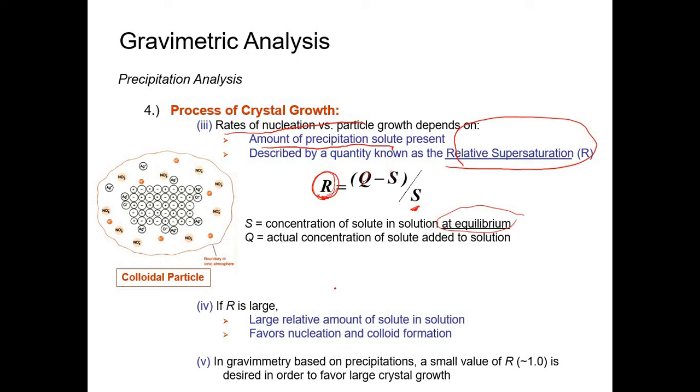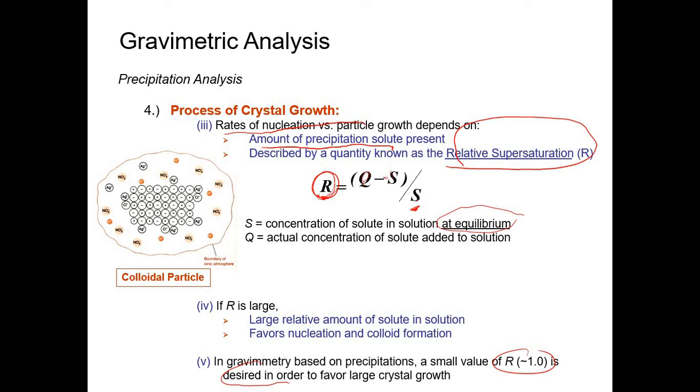In gravimetry based on precipitation, a small R is desired. So we desire a small R, which is approximately 1.0. So as much as possible, the ratio will be equal to 1 such that it favors crystal growth. Okay?